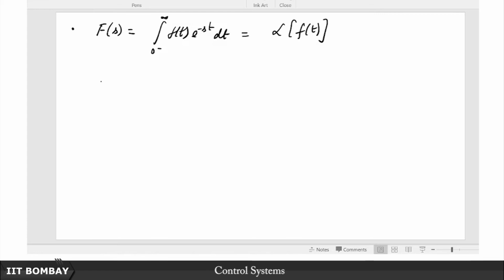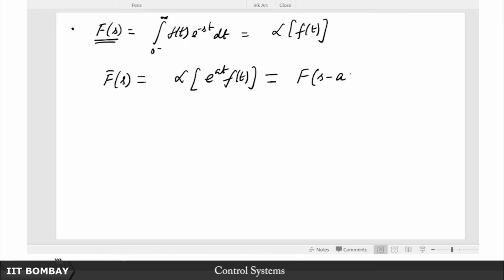Then it turns out that F(s), let us say, the Laplace transform of e^(at) f(t), is given by: you just know this F(s), you just shift it. This is called the complex shift property. You just shift it by a.